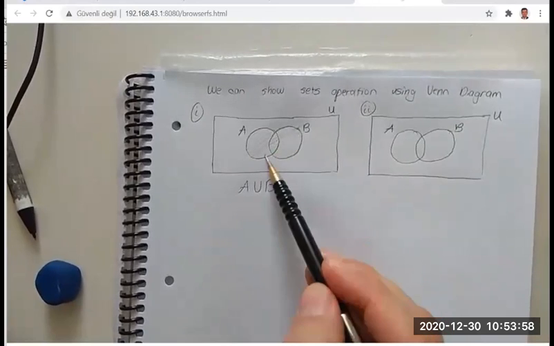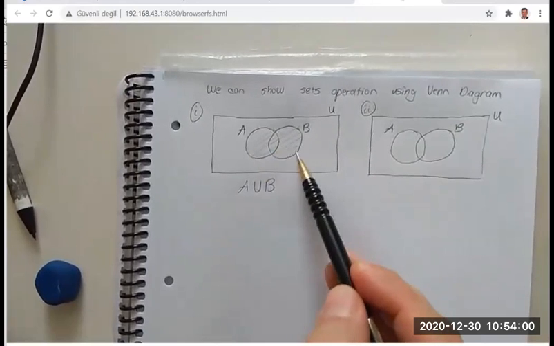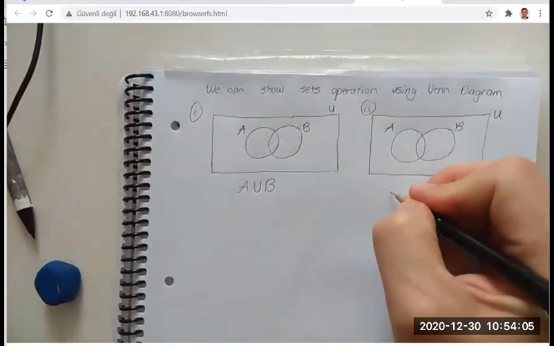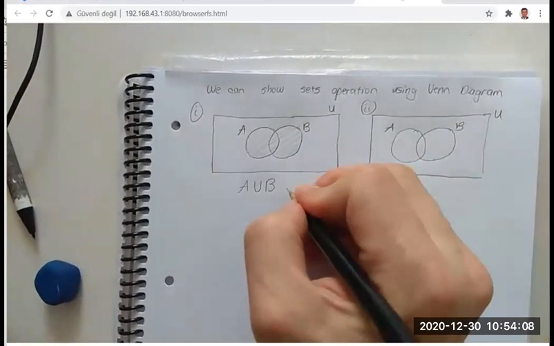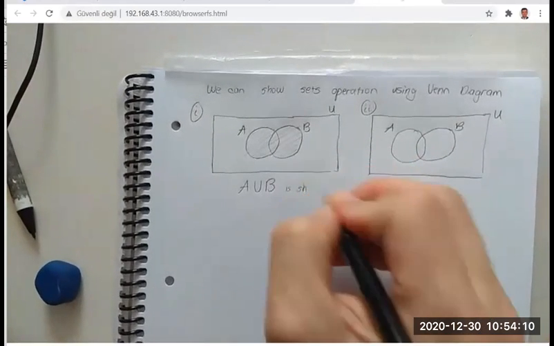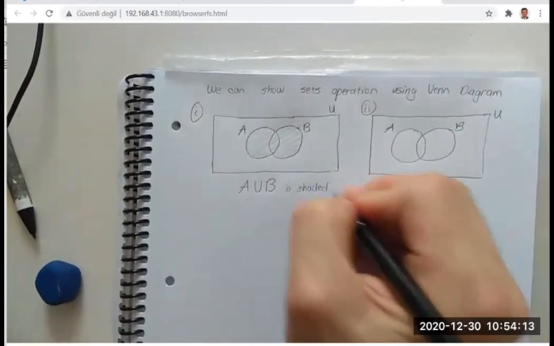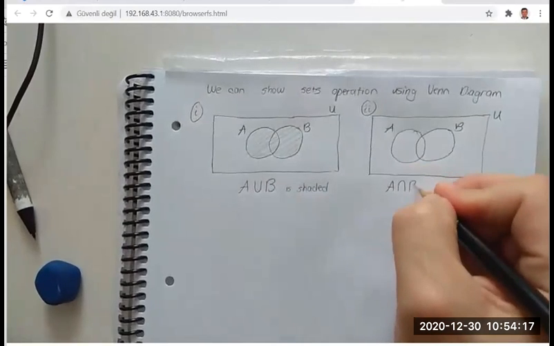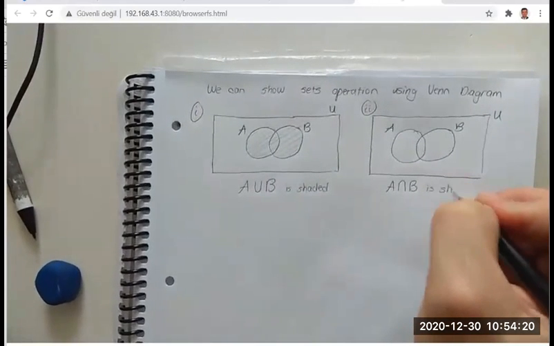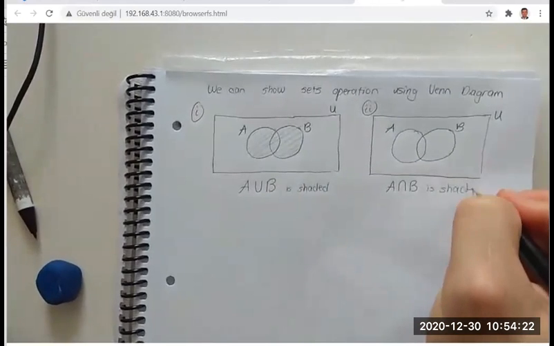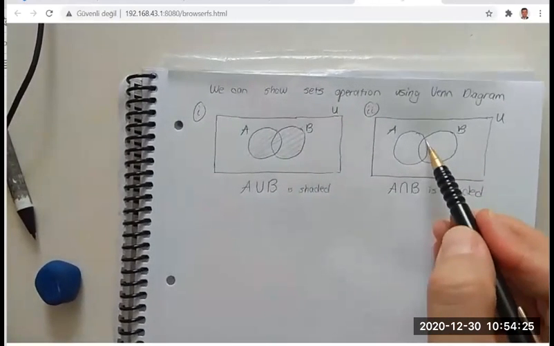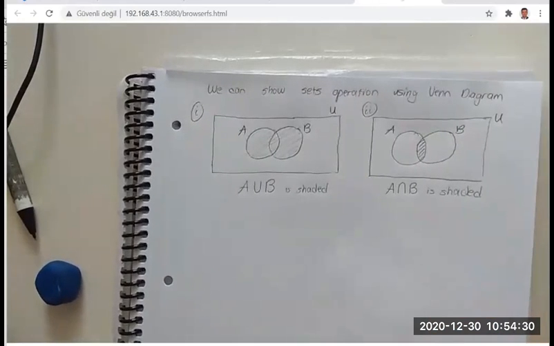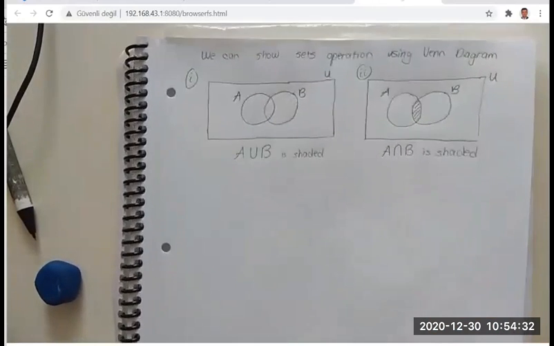This is A union B. If A intersects B, if you want to shade, we will shade that part, right? Okay.